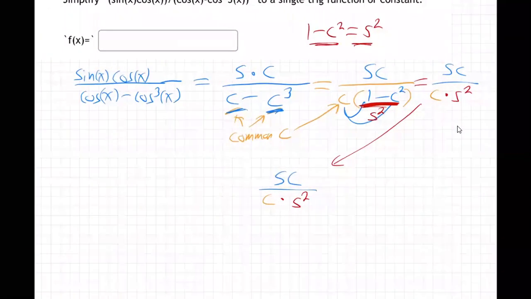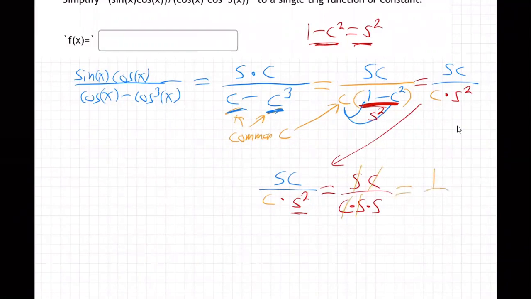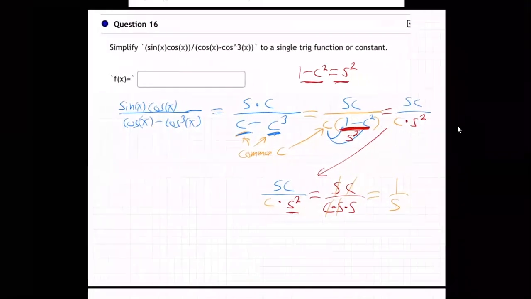What can we do with that? We can just start canceling. This is SC over CSS, right? S squared is just two S's. And so just cancel. An S with an S and a C with a C. What are we left with? 1 over S. And now can we give our answer that way?